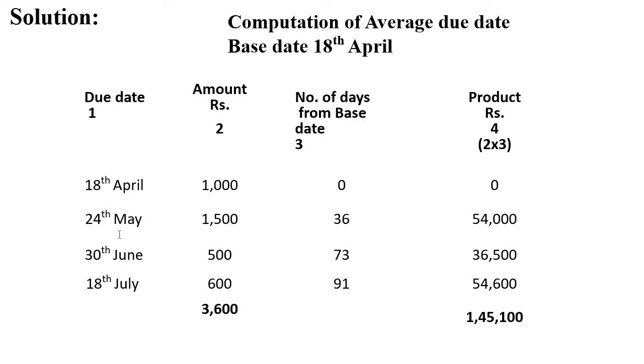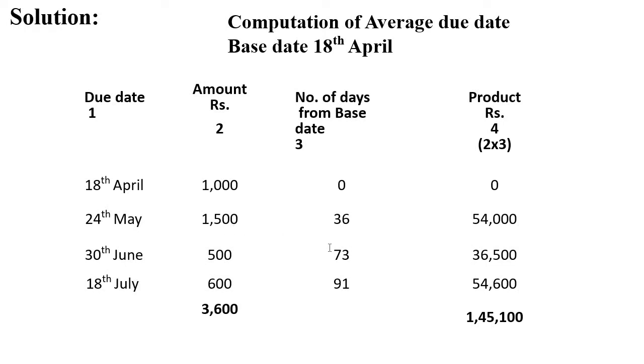The second due date is 24th May. From 18th April till 24th May, how many days? It has to be calculated. In April month there are 30 days. So 18th April is the due date, so remaining 12 days in the month of April and 24 days in the month of May. So 24 plus 12 from the April month, the total is 36 days.